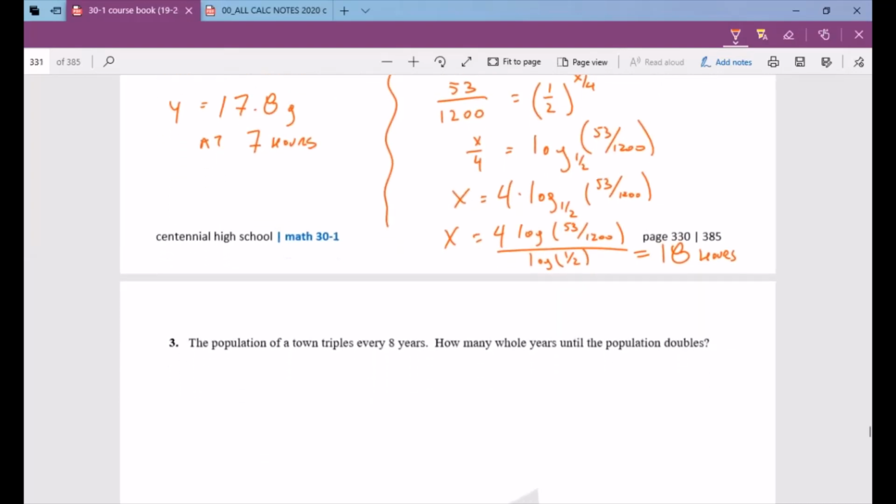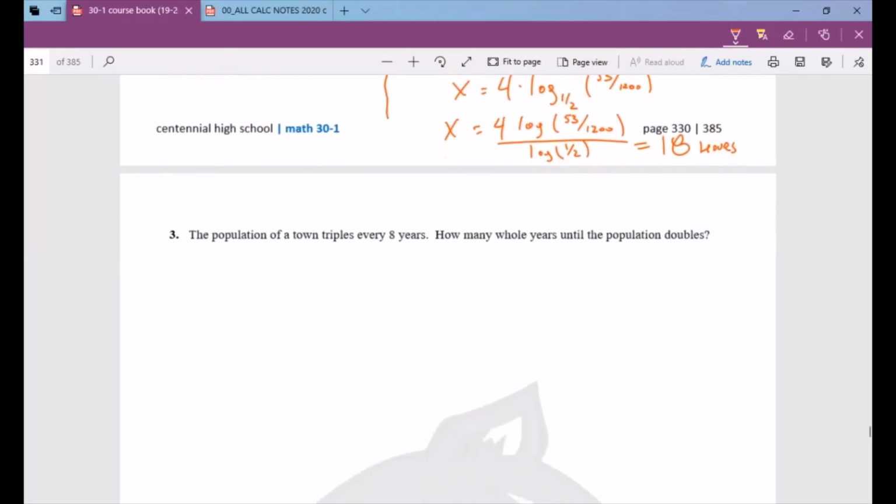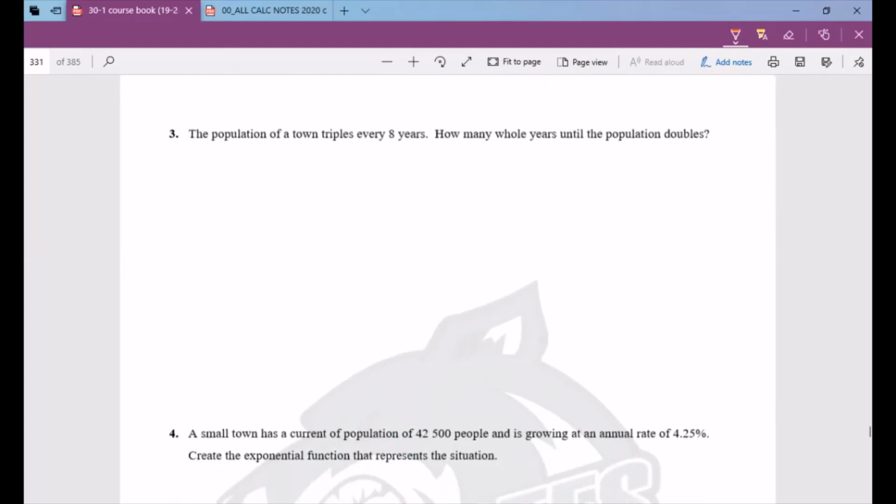All right, question number 3. The population of a town triples every 8 years. How many years until the population doubles?